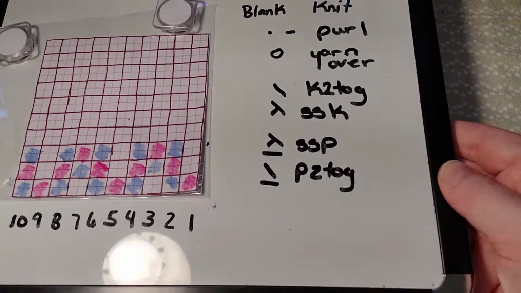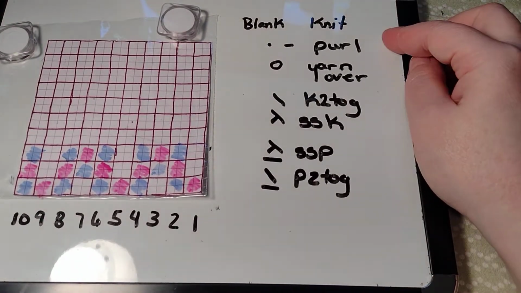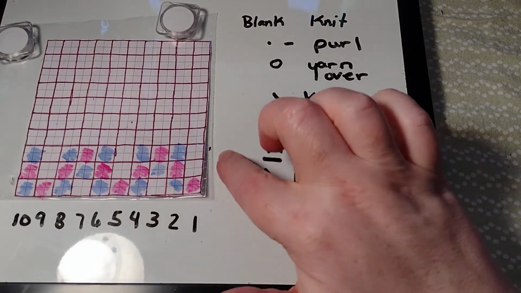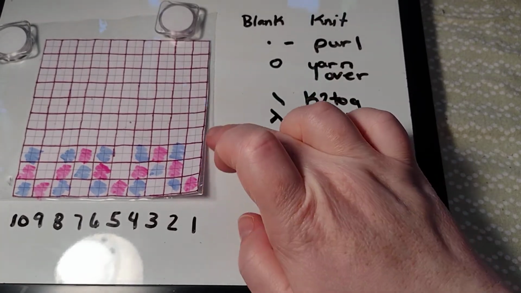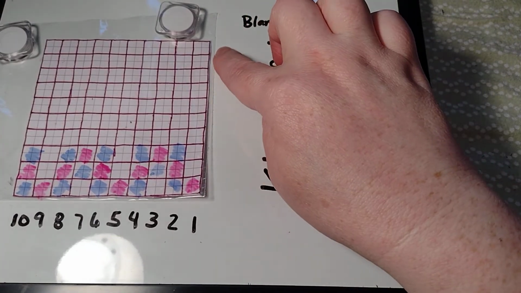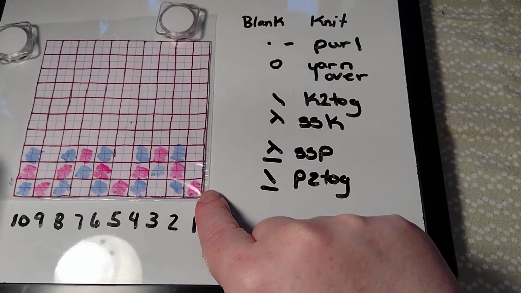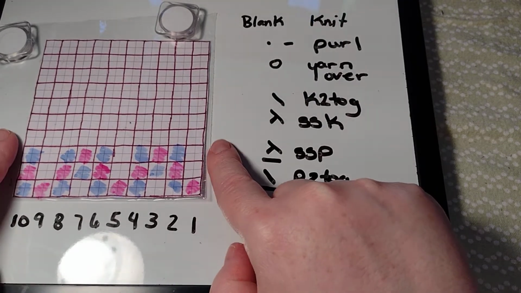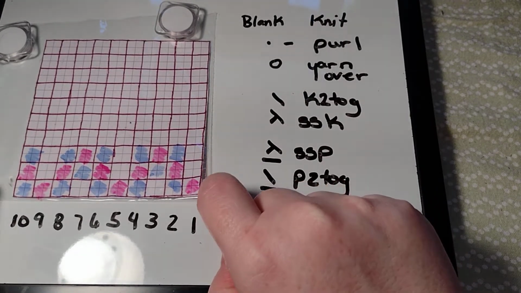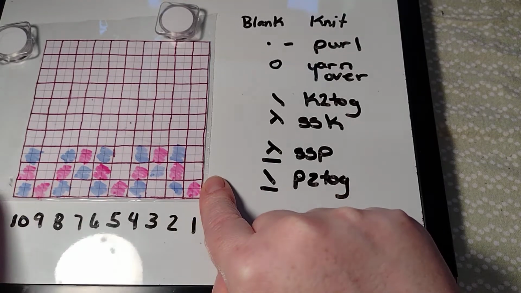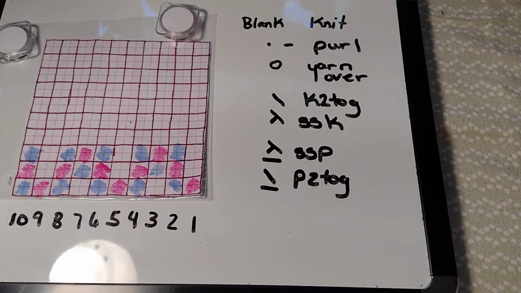But that is it. So that is your symbols, your color work, and then what your numbers mean. So once again, if the numbers are all on one side, it's usually knit in the round. If it's going back and forth, it's knit usually flat. You're doing one side, then the other, and going back and forth. And that is it.